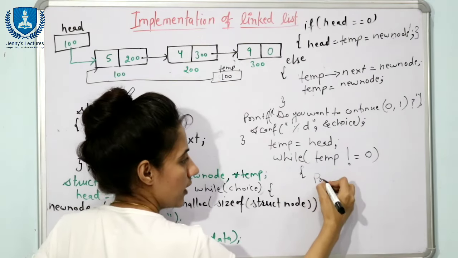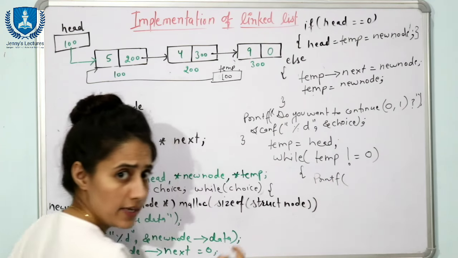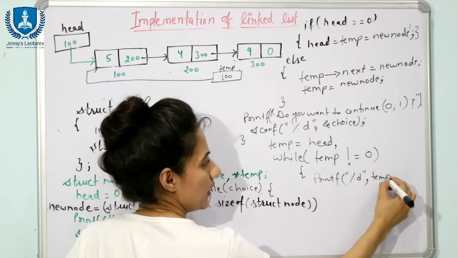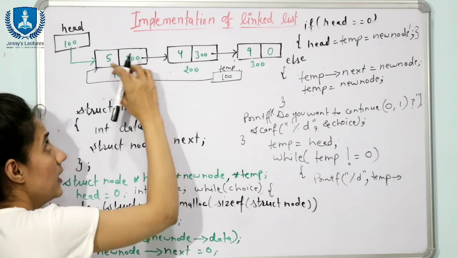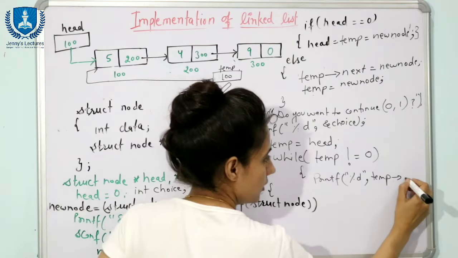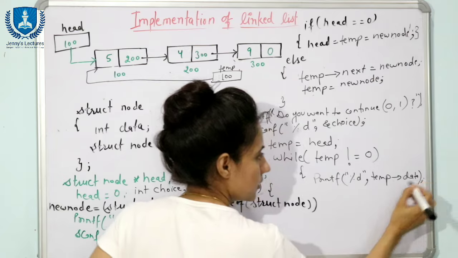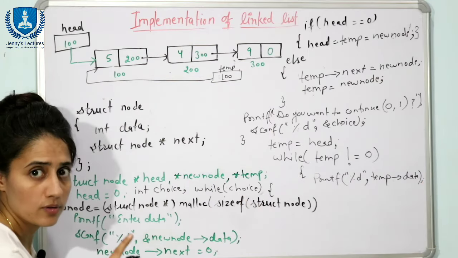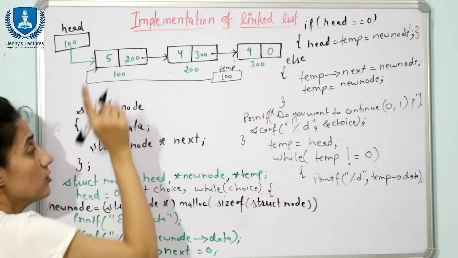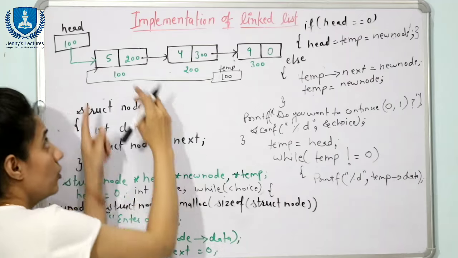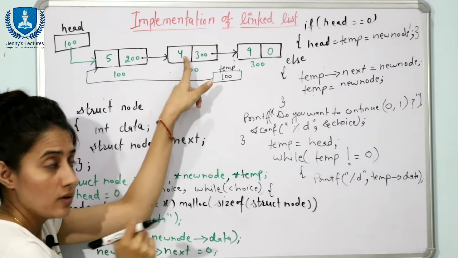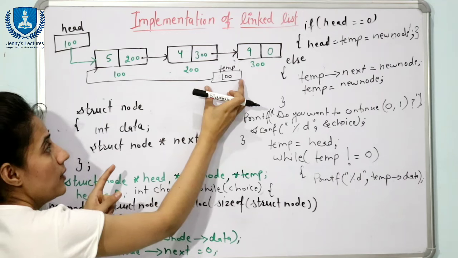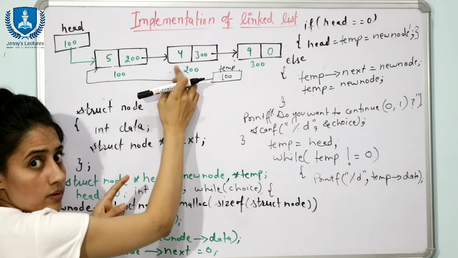So simply you will write printf. After that you will write temp, arrow operator, and the name is what? Data. The name of this variable is data. Now this is going to point to 5. This is now going to print this 5, right? Now we are going to print this 4, but we cannot directly print this 4. Fine.